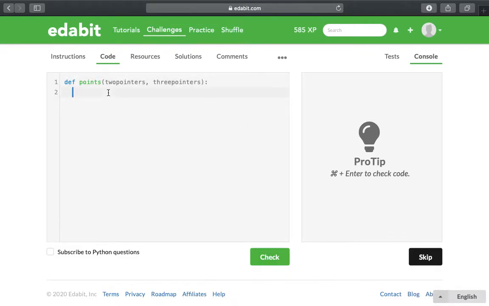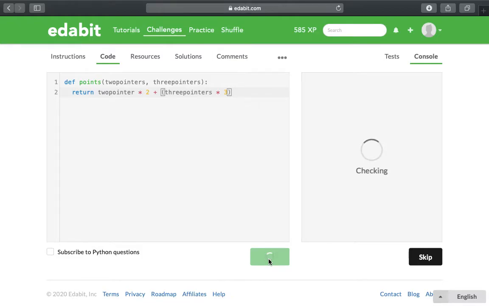As always, Edubit is really good about giving us the setup and the syntax for the definition. The name of this function is called points, and the two parameters are two-pointers and three-pointers. So what we'll do is we'll return two-pointers times 2, and then we're going to add that. And I'm going to be on the safe side, so I'm going to use parentheses for three-pointers times 3. And let's see if that's good enough.